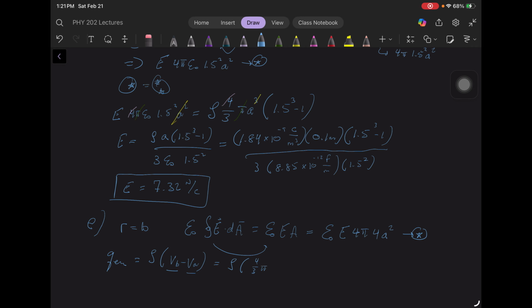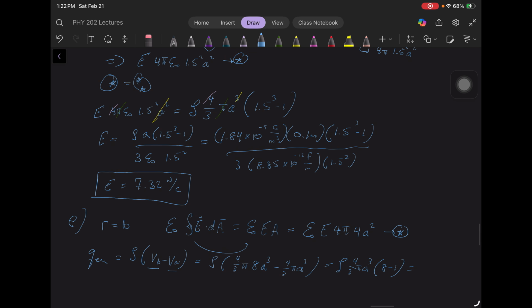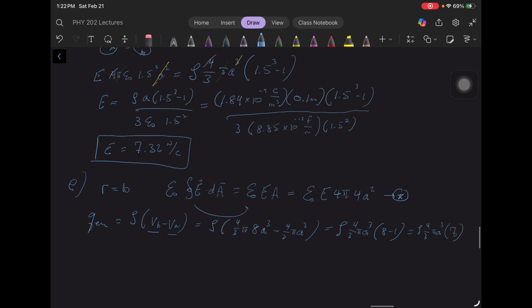Well, b is 2a, so 2 cubed gives us an 8a cubed and then minus 4/3 pi a cubed. So we can say rho times 4/3 pi a cubed times 8 minus 1, which is rho times 4/3 pi a cubed times 7. Look at that, we got a 7 out of some geometry. How rare is that? It's a good day.